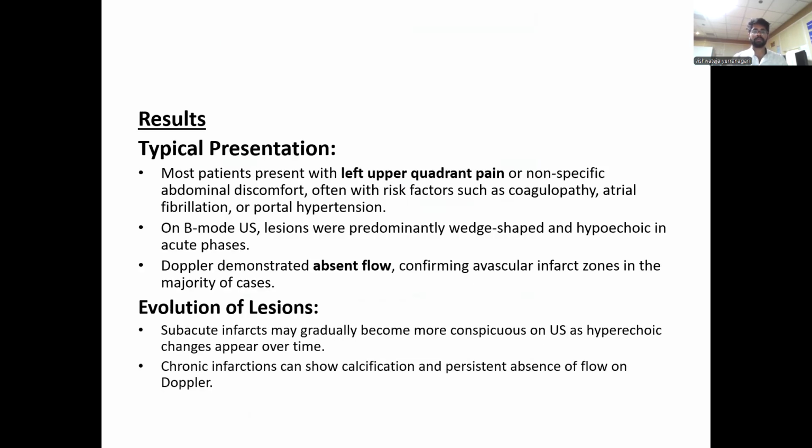The results. In the typical presentation, most patients present with left upper quadrant pain or non-specific abdominal discomfort, often with risk factors such as coagulopathy, atrial fibrillation, or portal hypertension. On B mode ultrasound, lesions were predominantly wedge-shaped and hypoechoic in acute phases. On Doppler, we'll be seeing absent flow, conforming with avascular infarct zones in the majority of cases.